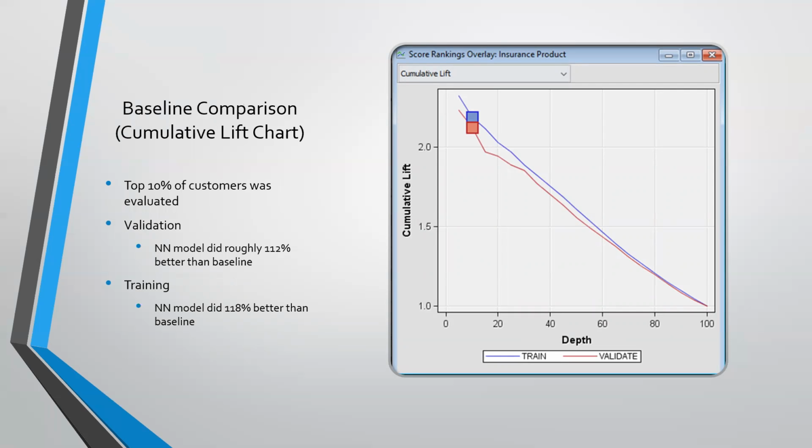What this means is that the performance of this particular neural network model is roughly 2.123 and 2.189 times better than that of the baseline model for the top 10% of customers, respectively. Next, I'll hand it off to Robert. He's going to go over our second neural network model.